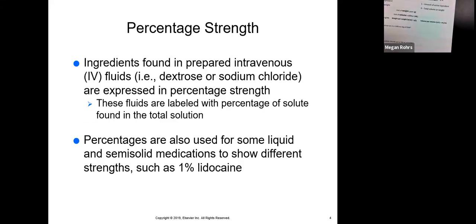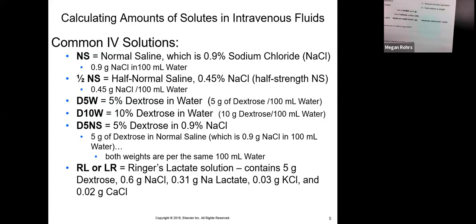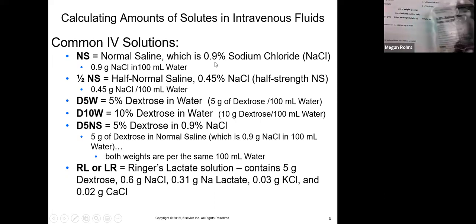Percentage strength is used a lot when we're looking at IV solutions, just like that bag of sodium chloride I have here. So we're going to go over some of these common IV solutions. We have talked about these once before this quarter, but it is really important for you to know. Normal saline is going to be 0.9% sodium chloride, just like that bag that I have here. Half normal saline is half of 0.9, so 0.45% sodium chloride.